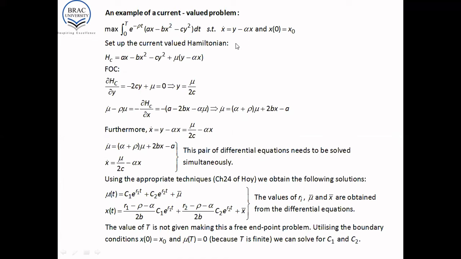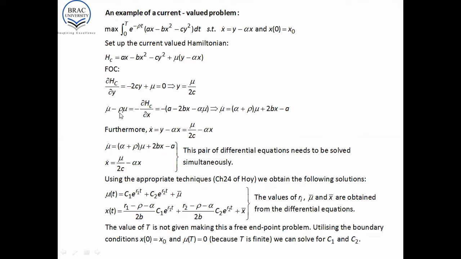Set up the current valued Hamiltonian. So you have hc is equal to ax minus bx squared minus cy squared plus mu times y minus alpha x. So mu is your new co-state variable. The first order conditions: del hc by del y, which is equal to minus 2cy plus mu, is equal to 0. You set it equal to 0, which gives us y is equal to mu by 2c.